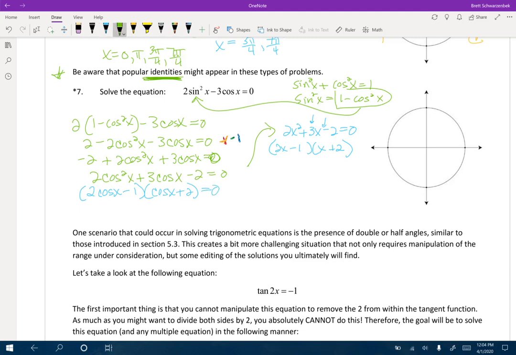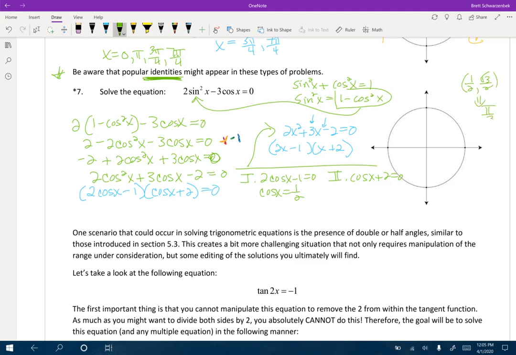Just like before, we want to split them up, so we have 2 cosine x minus 1 is equal to 0, and cosine x plus 2 is equal to 0. If we solve for cosine x to isolate it in this one, we're going to get a half. So how do we find that? Well, we're looking for the coordinate where the x coordinate is a half, which means the y coordinate is root 3 over 2, and this all occurs at pi over 3.